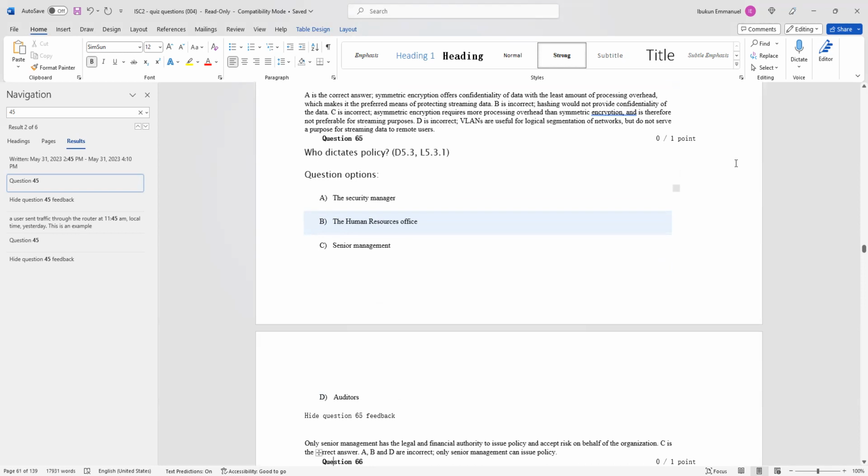Now, let's see who dictates policy in an organization. And this is an easy one, so I'll just say that now. It's not the security manager. It's not HR. It's senior management. It's not the auditors. Why is it senior management? Because they're accountable by law and to the regulators for what happens to the corporate assets. So that's why they're responsible for dictating policy.